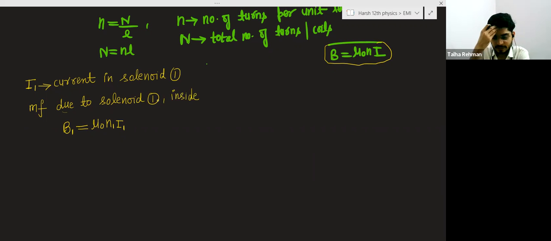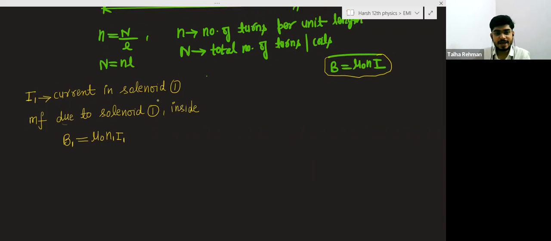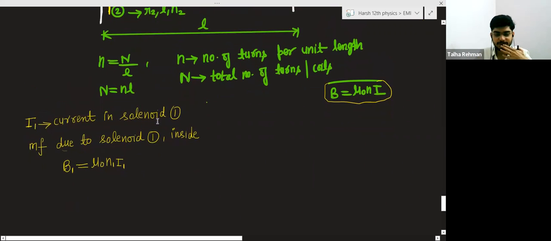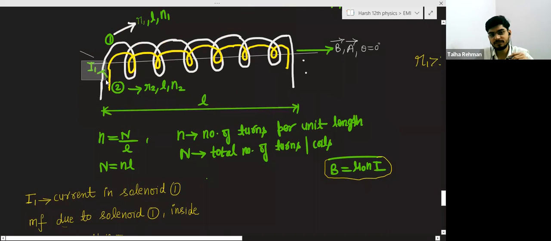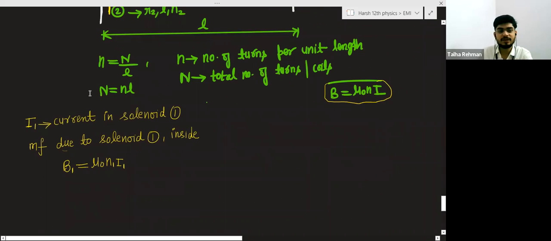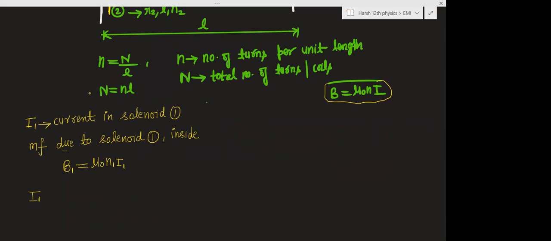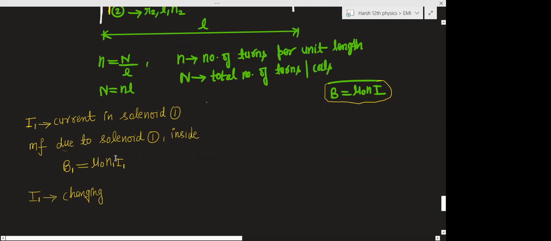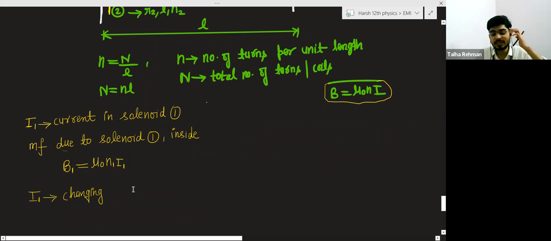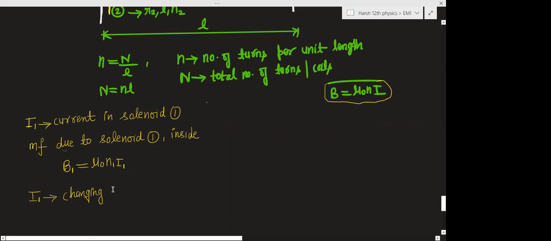Now this thing is finished. Now if I say this current I1 is changing, changing means either increasing or decreasing. So what will happen when this current will change? Suppose current is increasing. So this current will increase, so magnetic field will increase.